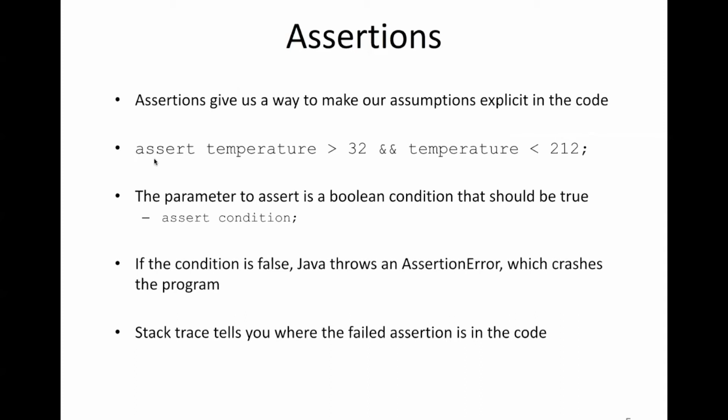So here's an example of one. We could say assert, and this assumes that there's a variable called temperature. So assert temperature greater than 32 and temperature less than 212. So we assert, and then the thing that we assert has to evaluate to a Boolean. If that is true, then our program continues, and if it's false, then Java will throw an assertion error at that point. And remember, assertion errors or any kind of error is something that you shouldn't catch, which means that that would crash your program, and the stack trace would tell you where the failed assertion is.